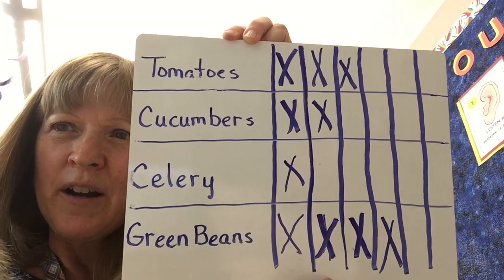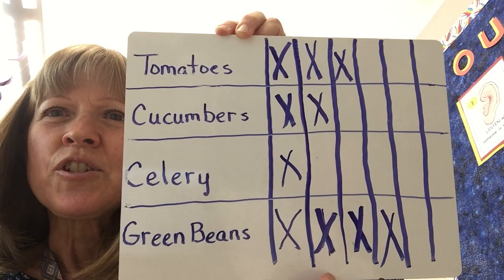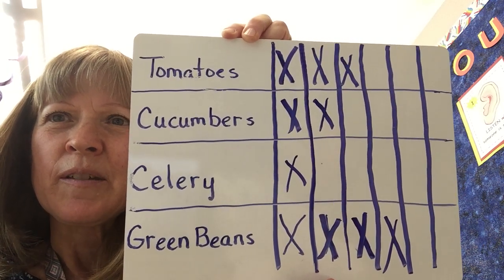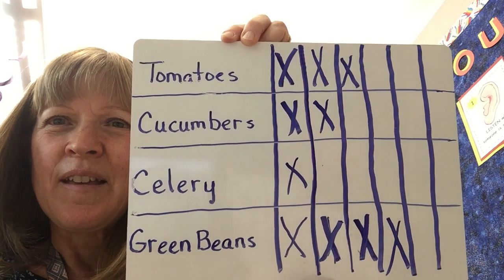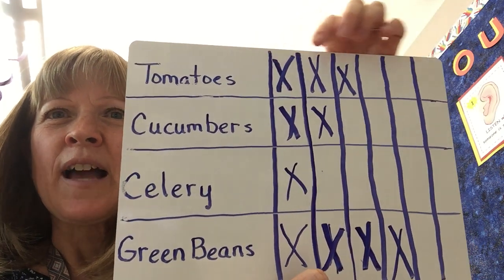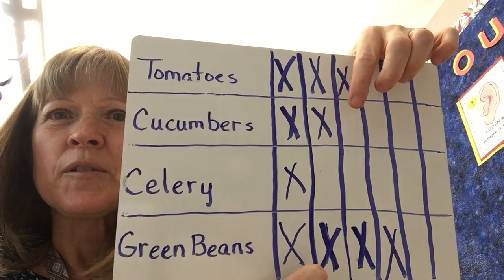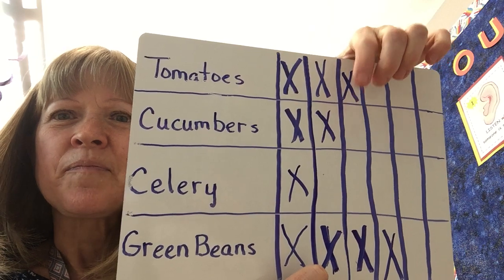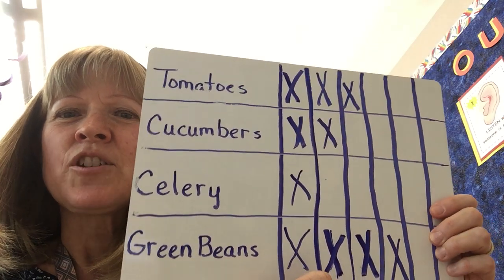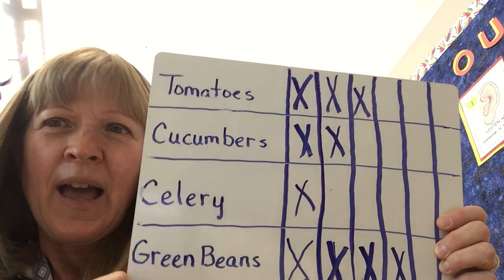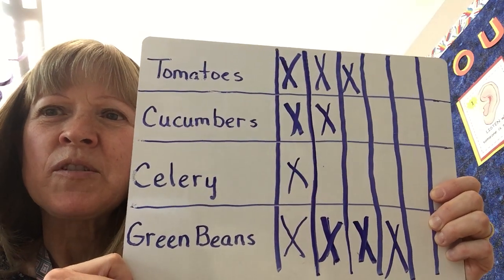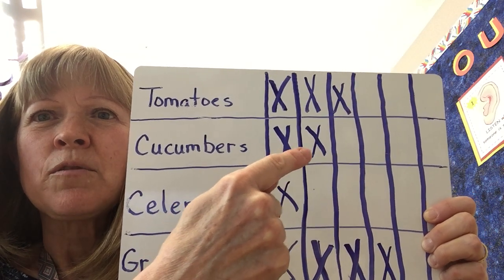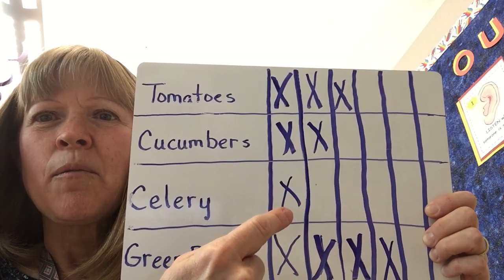But now I could ask you a harder question. If I asked you how many more votes did tomatoes get than cucumbers, what would you say? Well, you would say tomatoes got 1 more vote than cucumbers, because you see tomatoes has 3 and cucumbers only has 2. And if I asked you how many more votes did cucumbers get than celery, you would say 1, because cucumbers got 2 and celery only got 1.